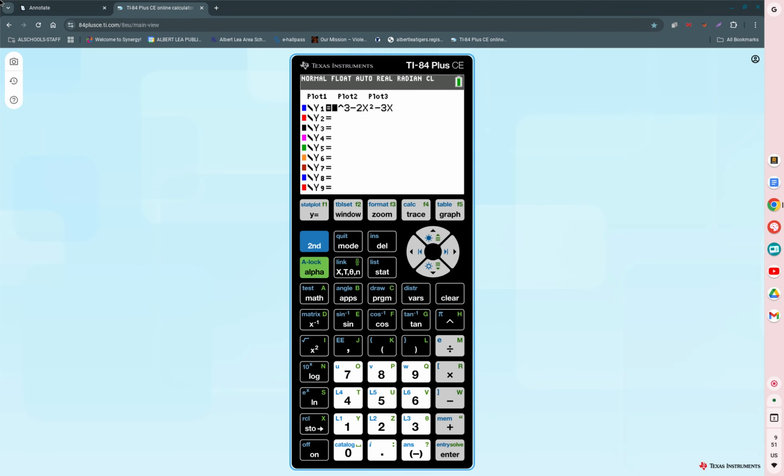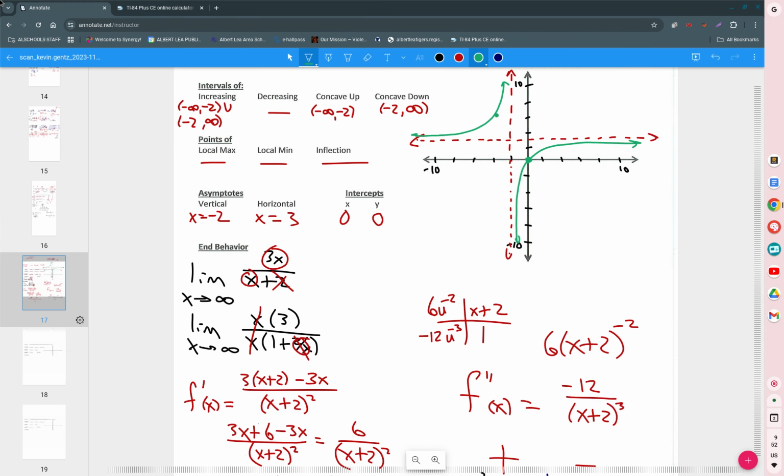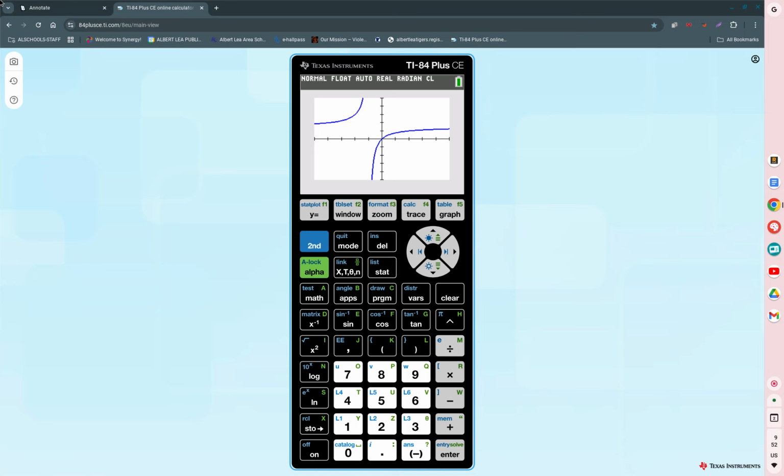I go into my y equals, and I will take 3x, and I will divide that 3x by the quantity x plus 2. Please tell me I did a good job. I couldn't take the disappointment of being a failure again. All right, Braden, hit me with it. A solid 8.5.